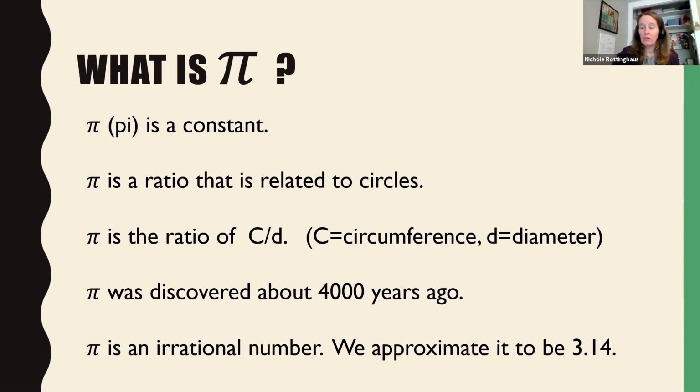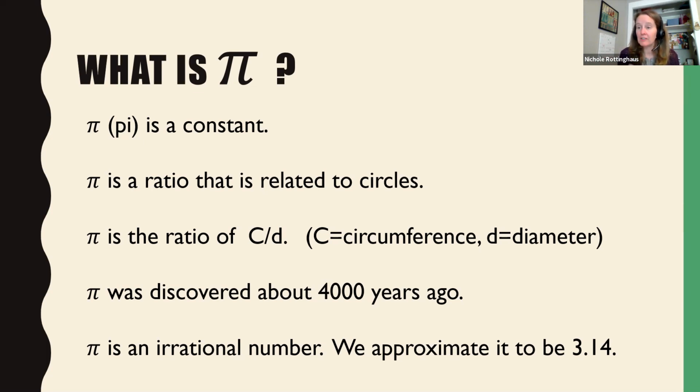So if you look down at the very bottom here, we approximate pi to be 3.14. It's about 3.14. In reality, it's an irrational number. It's a decimal that doesn't repeat and it doesn't terminate. It goes on forever, okay? It's an irrational number, but we approximate it to be 3.14. And so when we see pi show up in equations, and again, since pi is related to circles, we're going to see it in equations involving circles, we use 3.14 as an approximation.